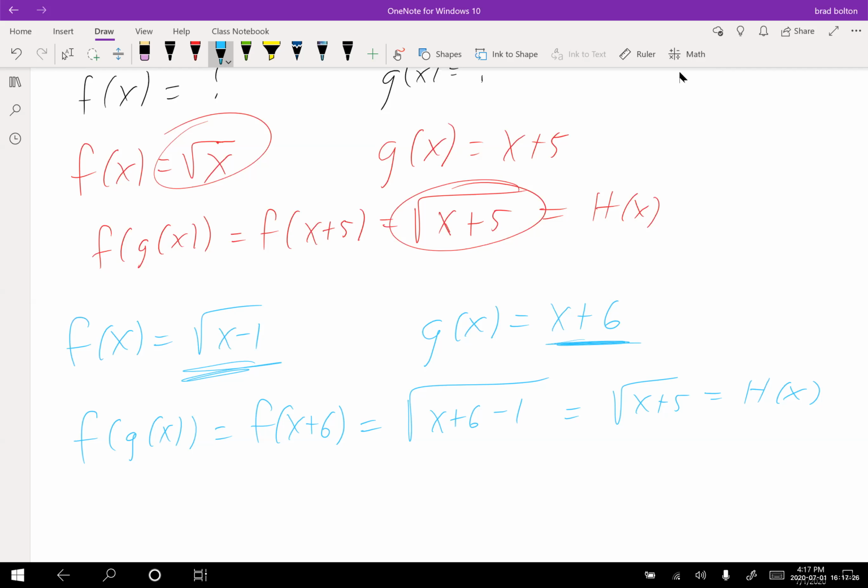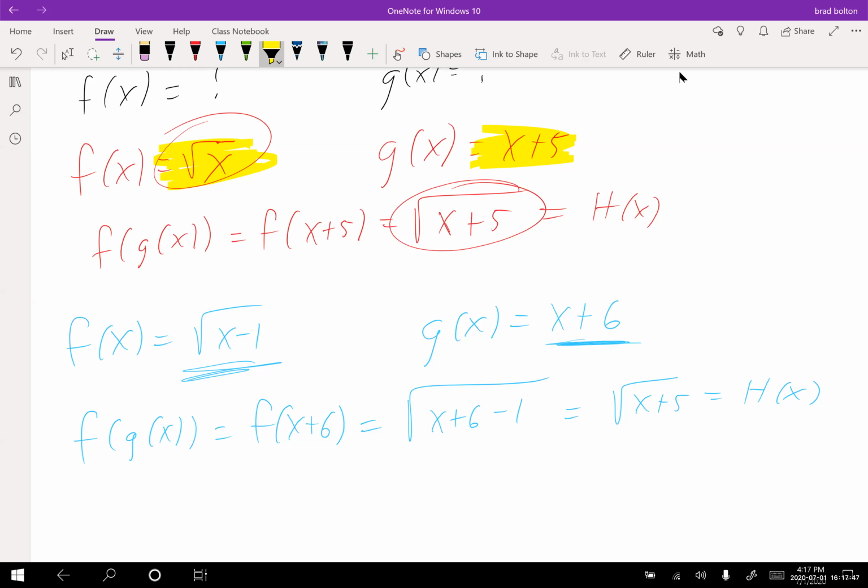Now just think, I could do the square root of x minus 2, and then g of x would be x plus 7. So I could play this game all day. There's an infinite amount of answers to this. But normally what they say is they want the most basic one. So this is the most basic of them. So this is how you can think about what built a composition of functions, okay?